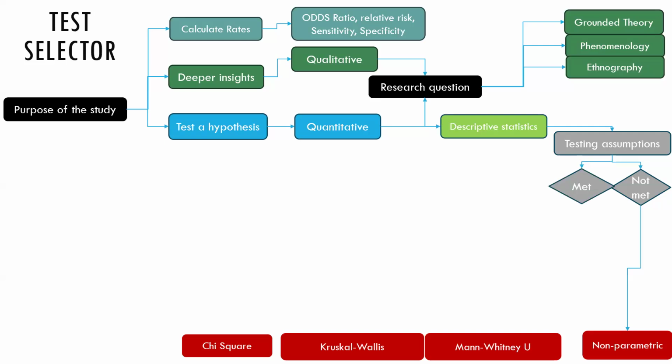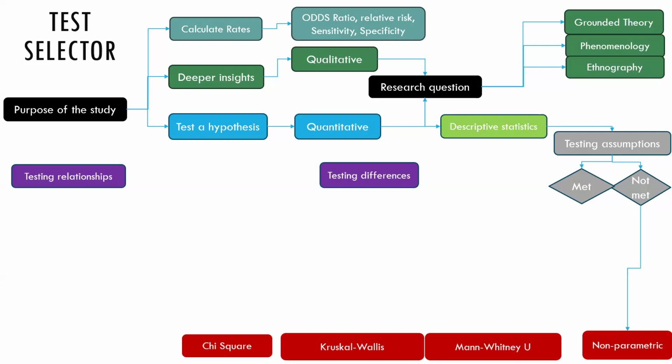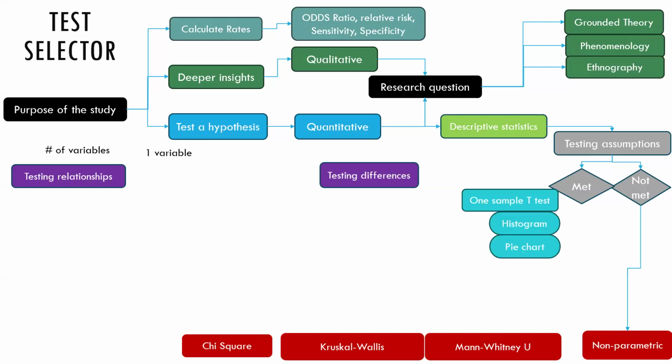Okay, so now let's hope that your assumptions are met and you're ready to do some inferential statistics. So what do you need to know to choose the test? The first question is, what are you trying to test for? Are you testing relationships or are you testing differences? Next you need to know, how many variables do I have? If you have one variable and you're testing differences, then you're looking at a one sample t-test. You could also be using a histogram or a pie chart.